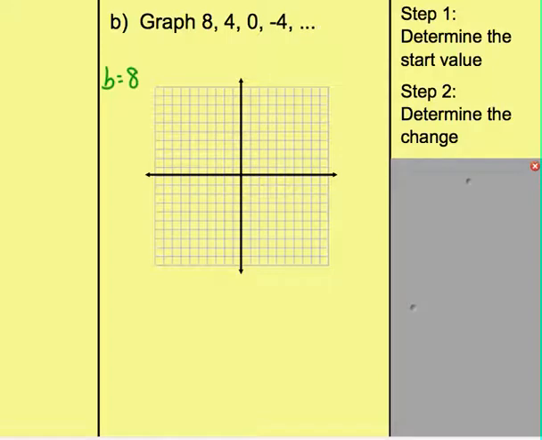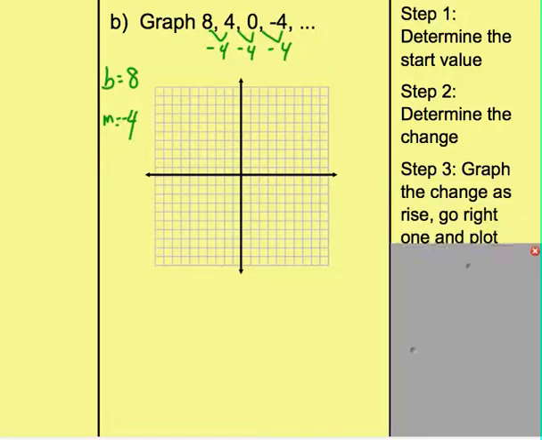If you're having a hard time looking at the numbers and knowing what you're adding to get to the next term, remember, you can take term 1 and subtract it from term 0. So 4 minus 8 is -4. 0 minus 4 is -4. -4 minus 0 is -4. So there's our amount of change.